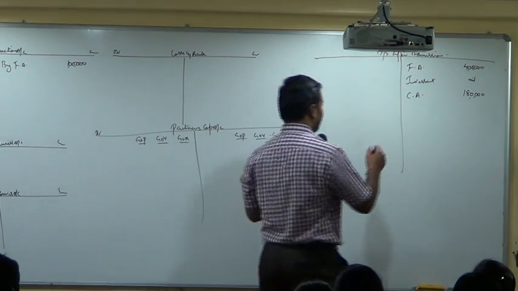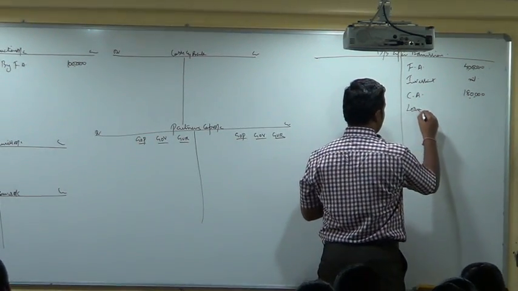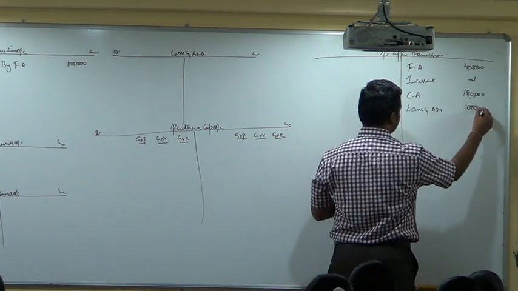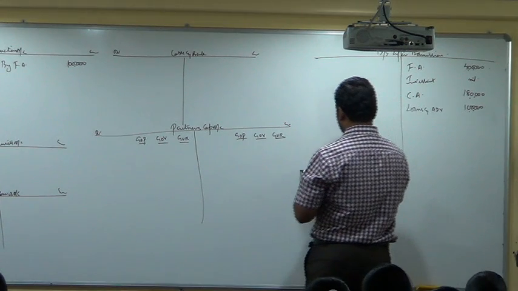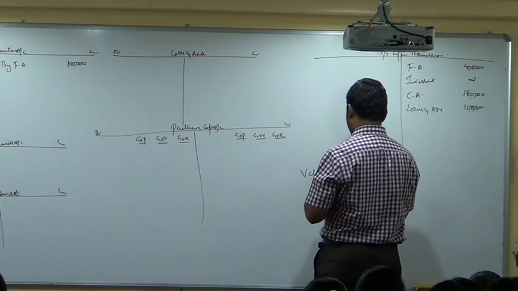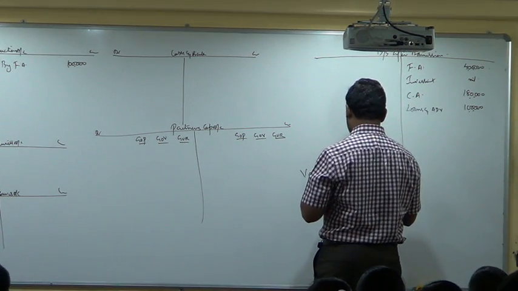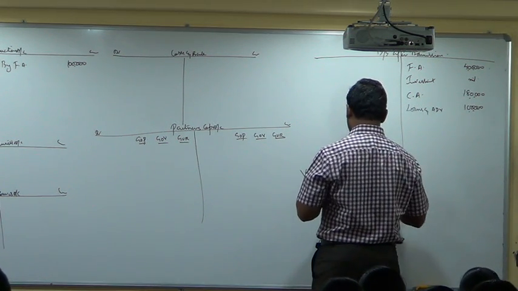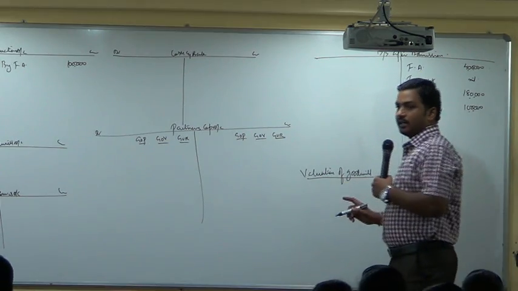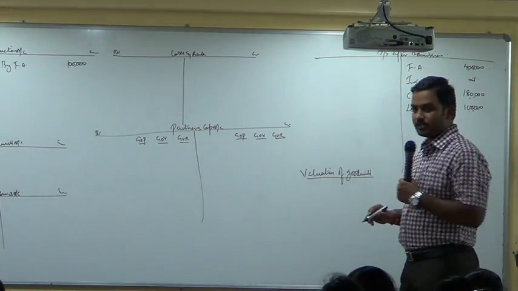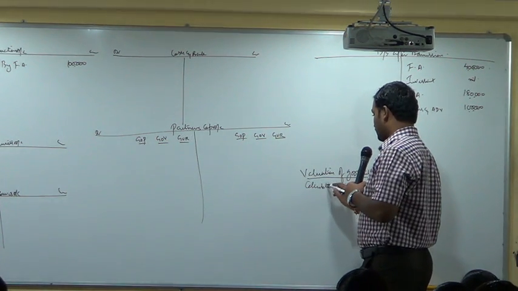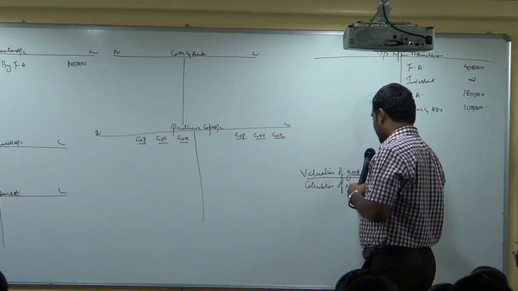Before I do that, I think I forgot to write loans and advances. Loans and advances, 1 lakh. Valuation of goodwill. For that, I have to first of all calculate normal profits. Calculation of normal profits.